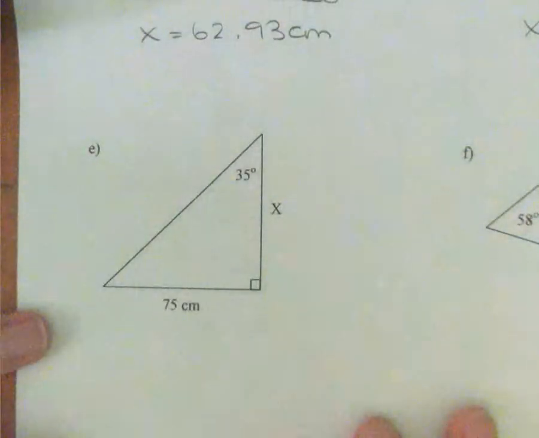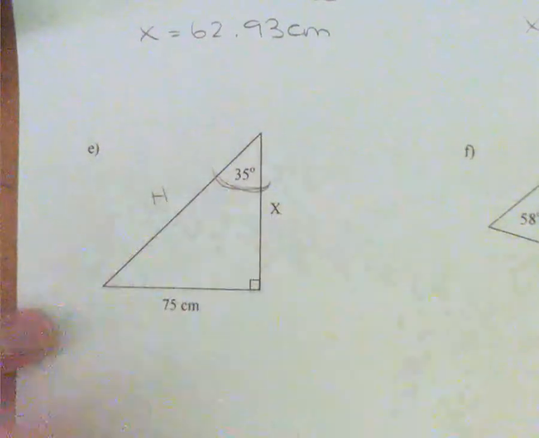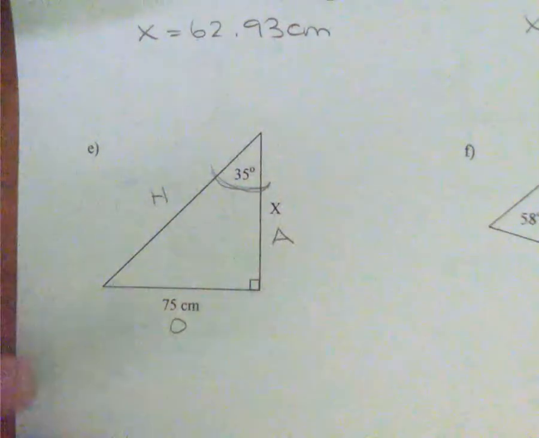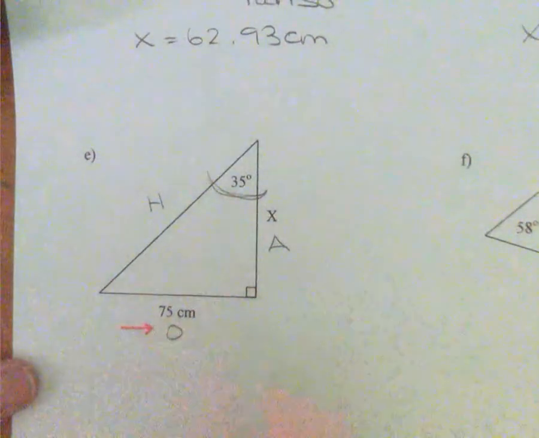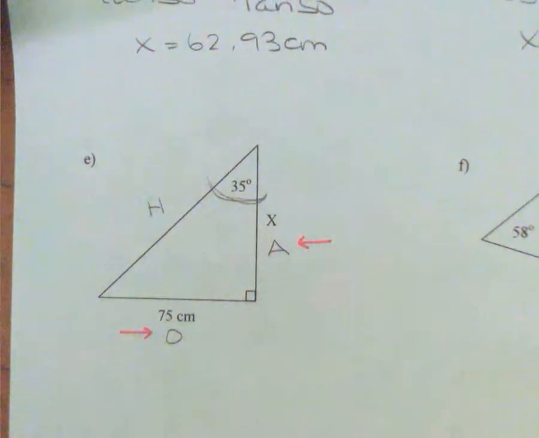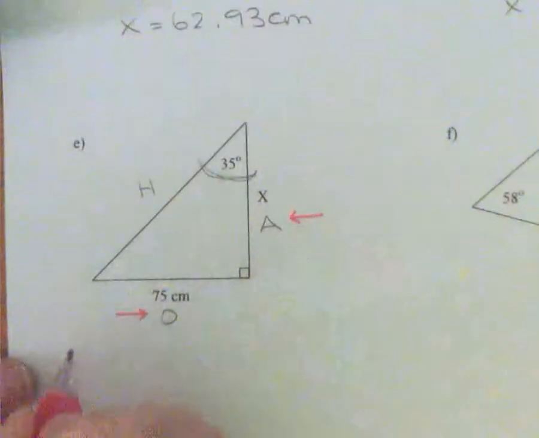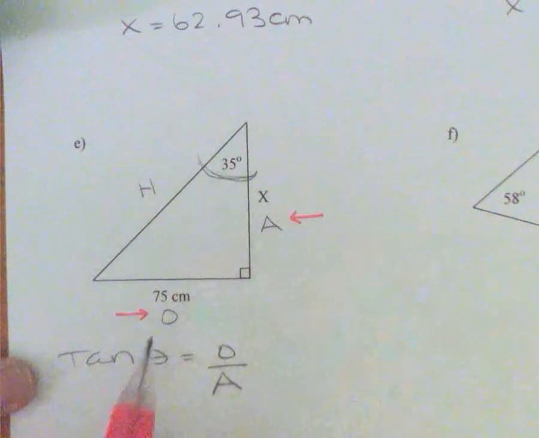Okay, let's look at the last two. So we have E. So here's my angle. This is my hypotenuse. This is my opposite. And this is my adjacent. So let's look at the ones that matter. So my opposite does, it's got a 75. And this one is the value I'm looking for, which is x. So I'm going to do tan theta is equal to opposite over adjacent, because I have opposite and adjacent. That's the ratio I want.